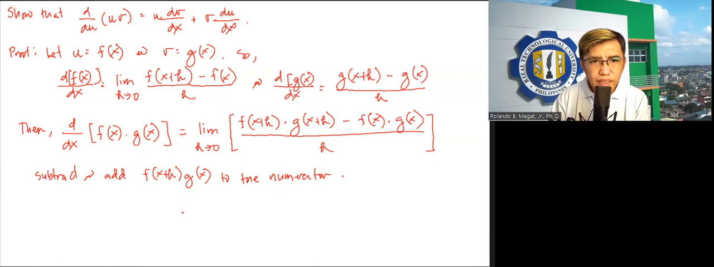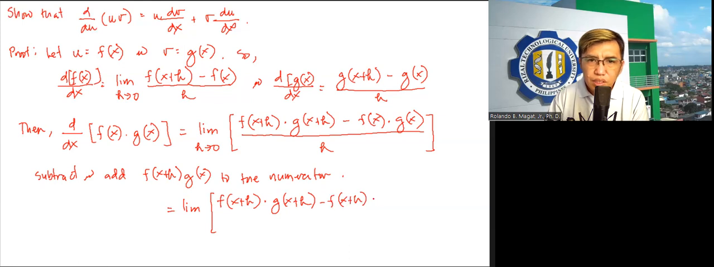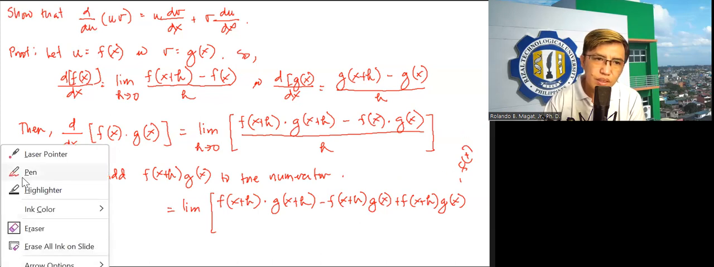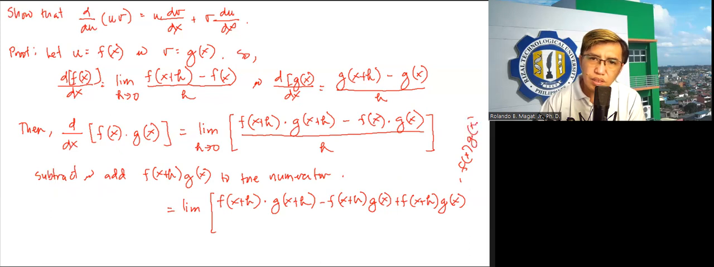So this becomes the limit of f of x plus h times g of x plus h, okay, minus f of x plus h times g of x, plus f of x plus h times g of x, dito sa taas, minus f of x times g of x.